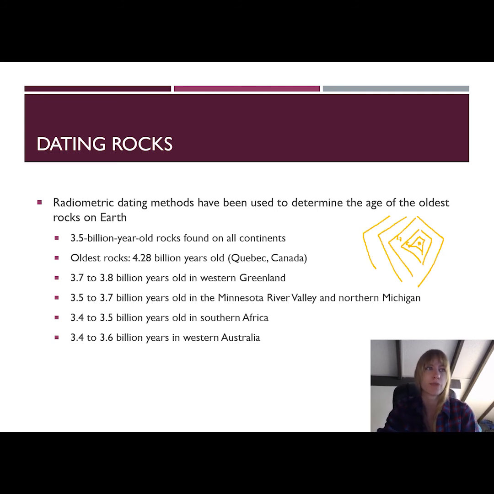We have a 3.7 to 3.8 billion year old rock in Western Greenland, a 3.5 to 3.7 billion year old rock in Minnesota River Valley and Northern Michigan, 3.4 to 3.5 billion year old in South Africa, and another 3.4 to 3.6 billion year old rock in Western Australia. The moon has been dated as well, and they have found rocks to be closer to 4.6 billion years old. So we can definitely say that the Earth is about 4.6 billion years old because of this, which is cool.